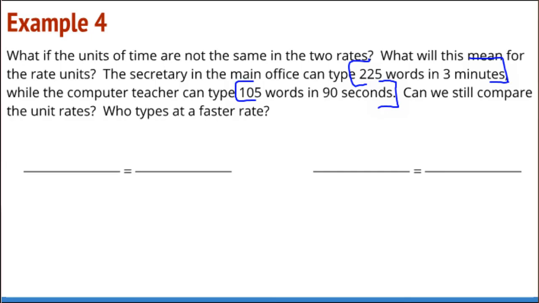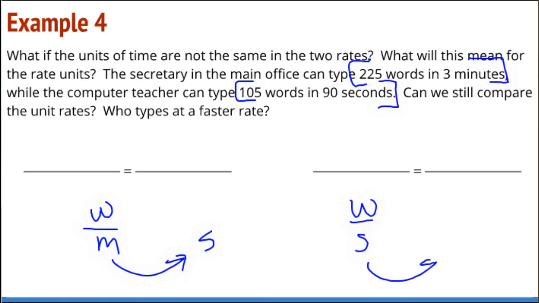Well, in one of these we have words per minute, and in the other one we have words per second. If we are going to make a comparison, we are going to need to get to the same units. We are either going to have these minutes be turned into seconds, or these seconds are going to have to turn into minutes. If we're going to make a comparison, we need to be comparing the same things. So yes, we can still compare the unit rates, but we're going to have to do a little bit of work before we do that.